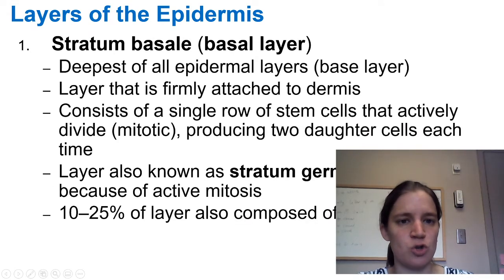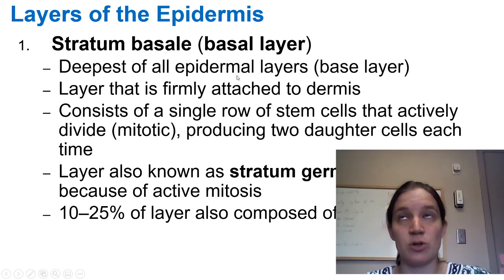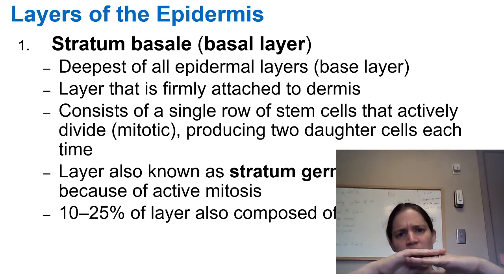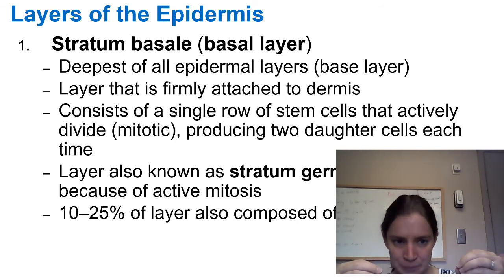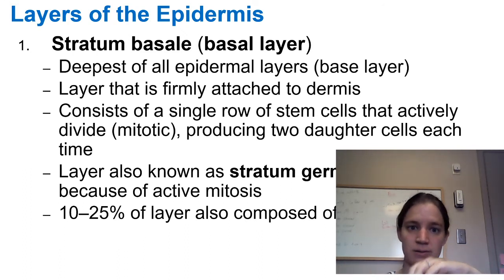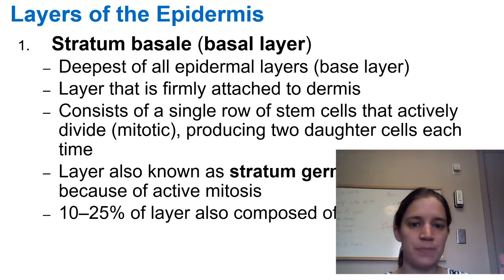So the basal layer, the stratum basale, is the deepest of all the epidermal layers. It's this base level, right? It's very firmly attached to the dermis. This layer is just a single row of stem cells that are busy dividing. So a stem cell will divide. It makes 2 daughter cells. One stays put to continue to divide, and another one is going to keep moving on.